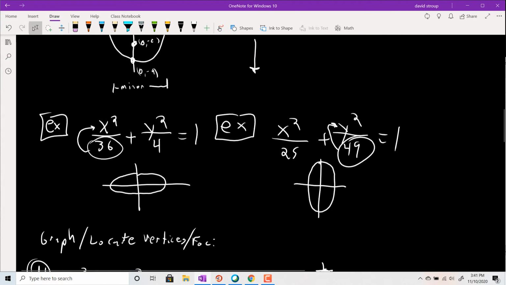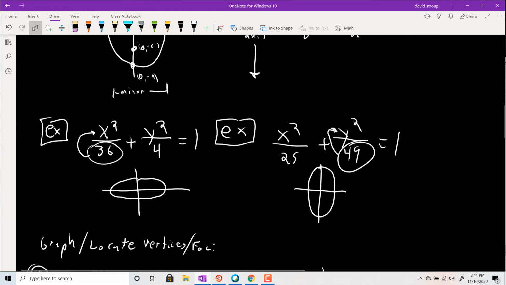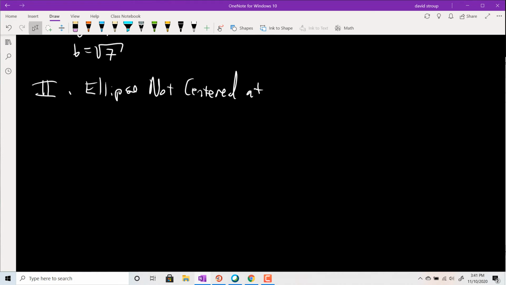Not all of the ellipses we care about will be centered at the origin. Just like with circles, we can move them around. So we want to look at those scenarios, those cases. Okay, so ellipse not centered at the origin. And let's take a look.